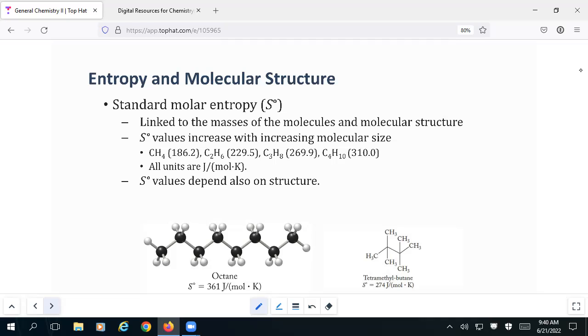Most of that has to do with, again, those other modes of motion. When we add on a new series of bonds, we are going to add translational, vibrational, rotational energy. And that's going to increase the number of microstates, increase the amount of entropy.